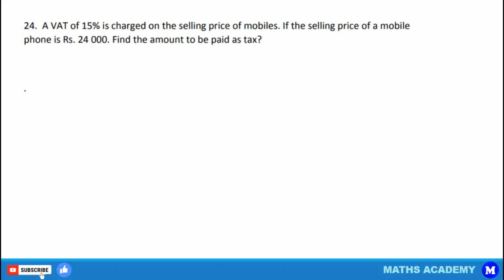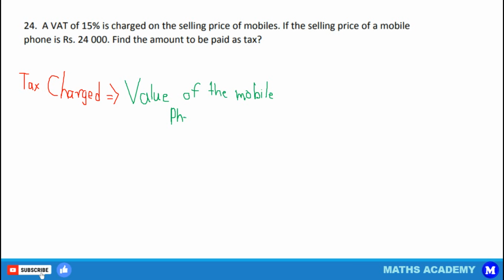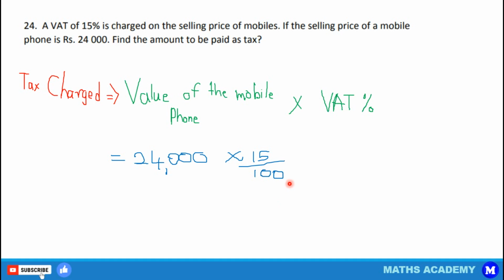So in this, the simple equation will be this, to calculate the amount of tax charged per mobile phone. That is the value of the mobile phone, that is 24,000, multiplied by the VAT percentage, that is 15%. So 24,000 multiplied by 15% gives you the amount to be paid as tax. So you all know, whenever we write percentages, we put 15 over 100 because a percentage is expressed over the value of 100. So 15 over 100 will be the percentage of 15%.